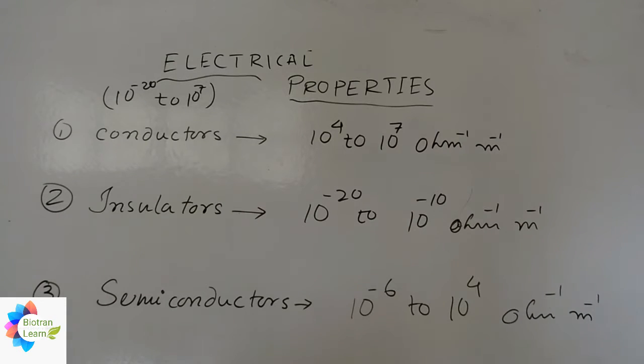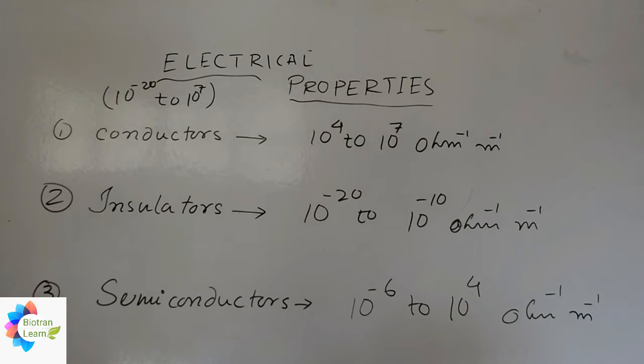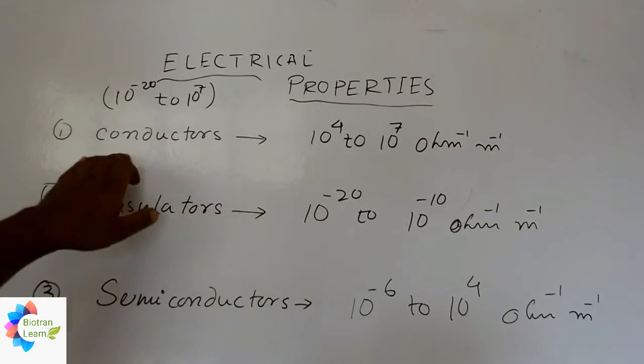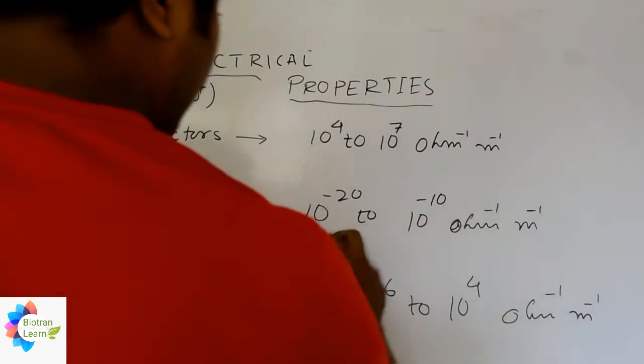So today we'll be studying the electrical properties, right? We know that in case of solids, there are mainly three kinds of solids depending upon the conduction of electricity: conductors, insulators and semiconductors. So what are these and what are their ranges?